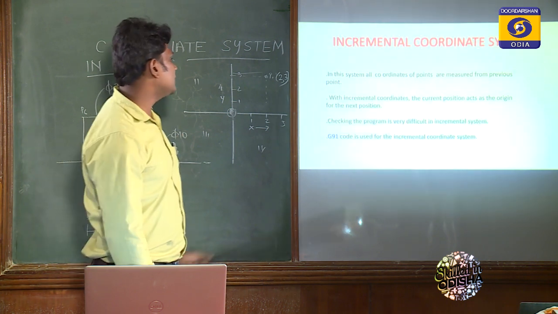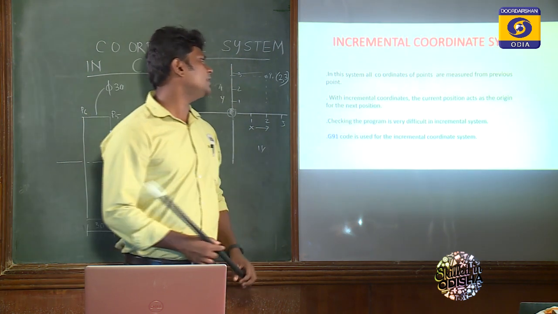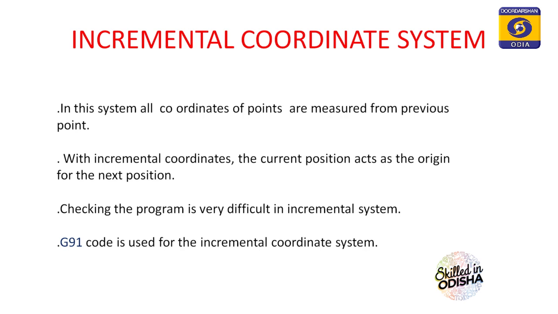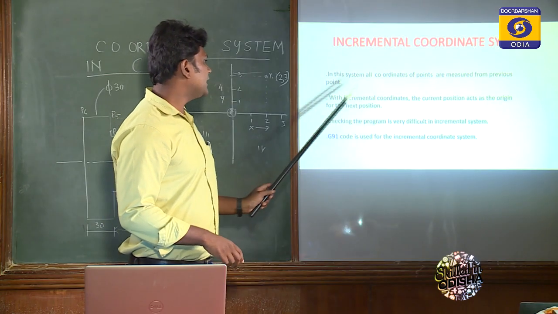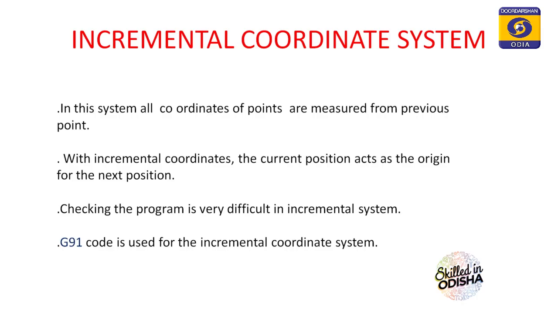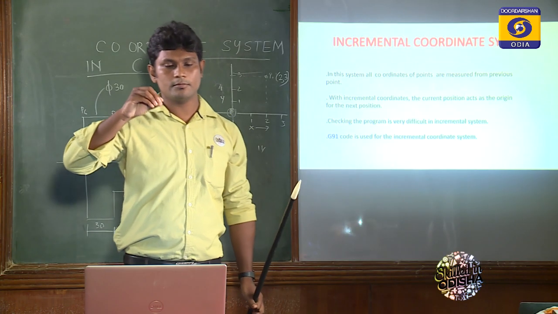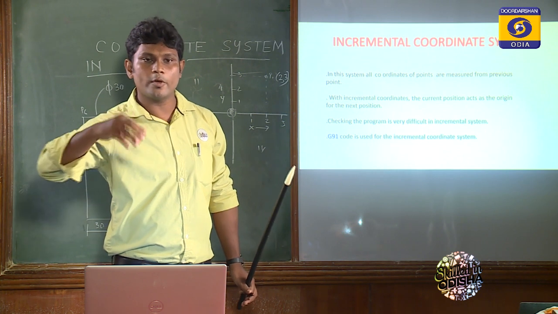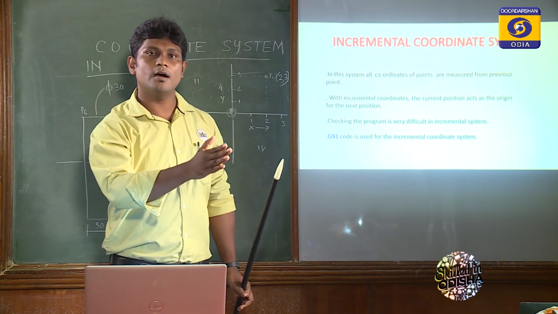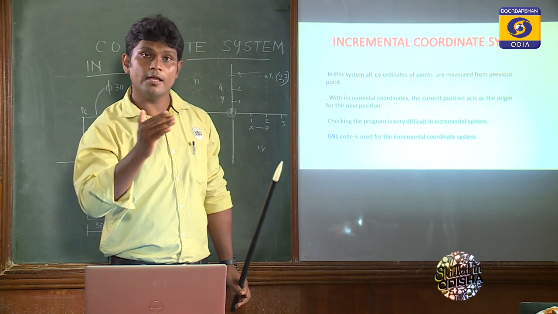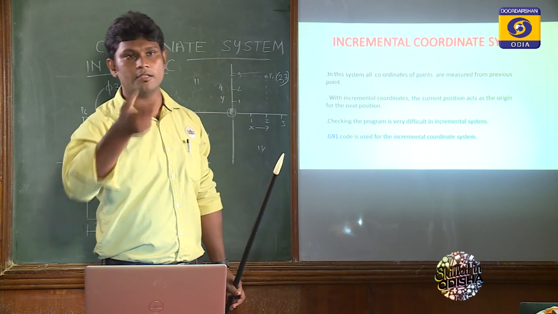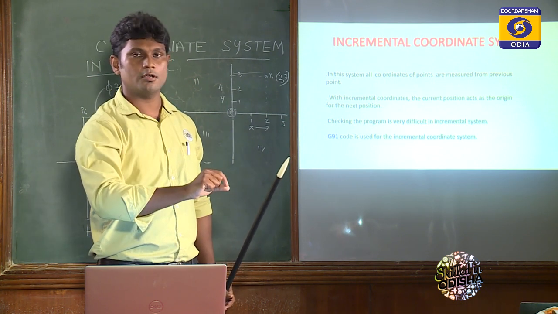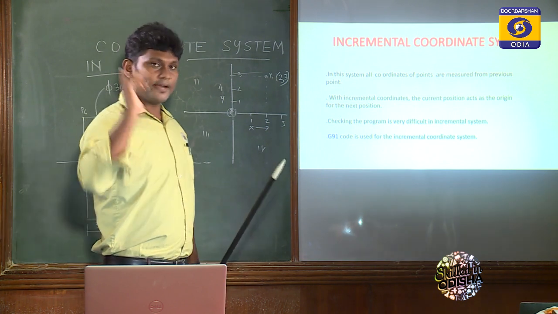Now we'll see what the incremental coordinate system is. In the incremental coordinate system, all the points are measured from the previous point. With incremental coordinates, the current position acts as the origin for the next position. Suppose we are moving to a location, then the previous point will be taken as the origin. That means here the origin changes every time, but in the absolute coordinate system the origin is fixed. We have to keep this in mind.